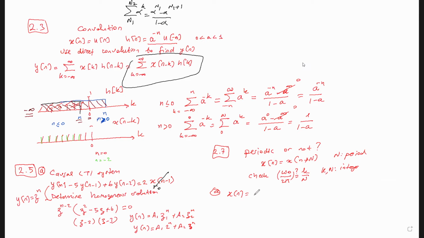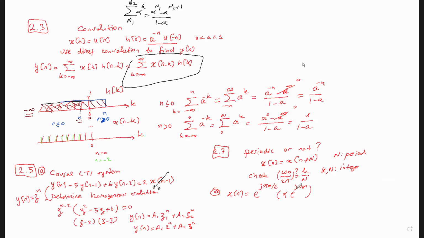Now let's see part A. The given sequence is e to the power j pi n over 6. Now remember that this is the form of e to the j omega 0 n, our exponential function, which is what we call an eigenfunction for Fourier analysis of LTI systems.